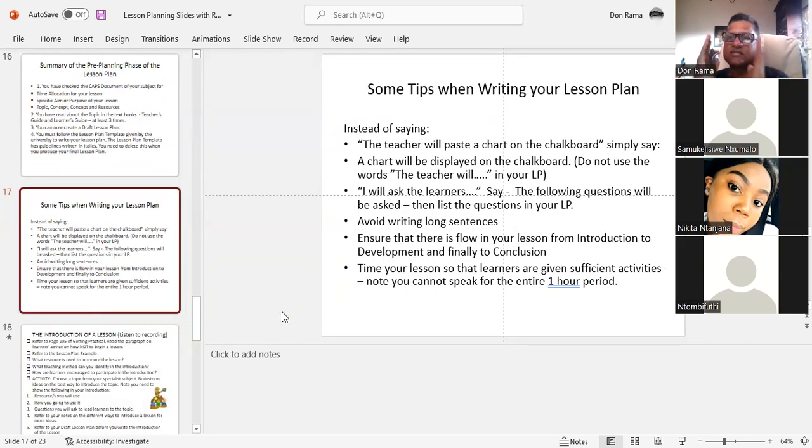So some tips. Now, this is actual writing when you write. Some tips when writing your lesson plan. Instead of saying the teacher will paste a chart on the chalkboard, simply say a chart will be displayed on the chalkboard. Do not use the words 'the teacher will', right? Many students always ask who is the teacher? You are the teacher, so you don't have to say that all the time. You don't have to keep saying 'I will ask learners'. You just say the following questions will be asked.